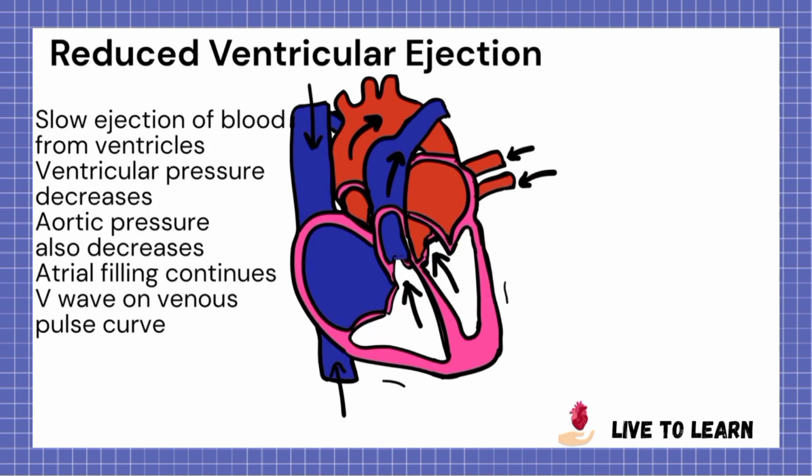During reduced ventricular ejection, the ejection of ventricular blood continues at a slower rate and ventricular pressure begins to decrease. Aortic pressure also decreases due to runoff of blood from large arteries into the smaller ones. Atrial filling continues and is represented by the V wave on the venous pulse curve.